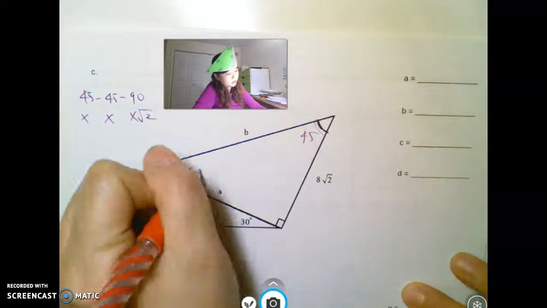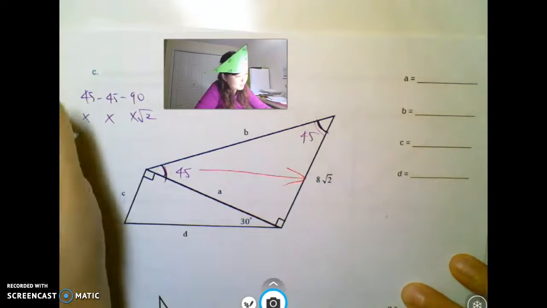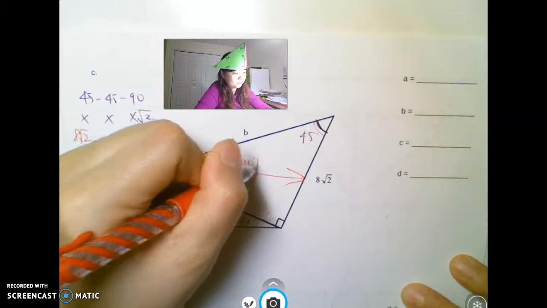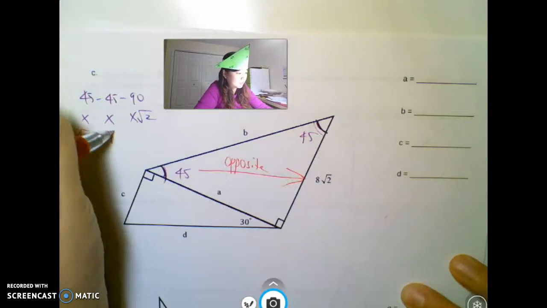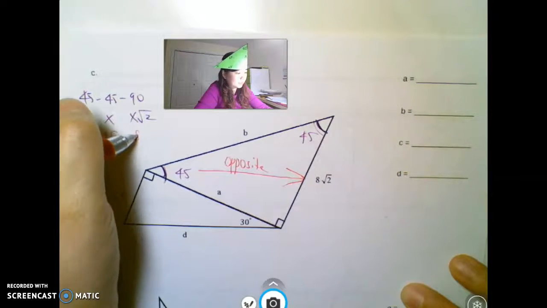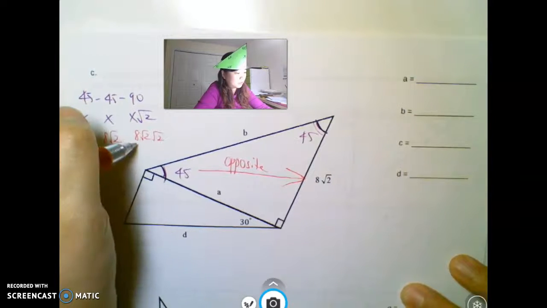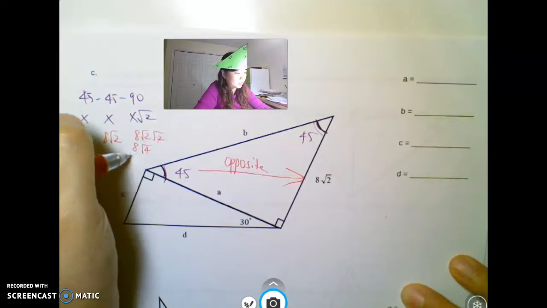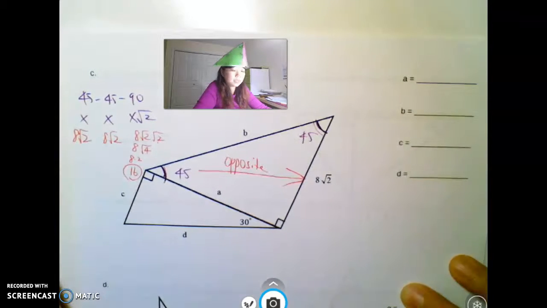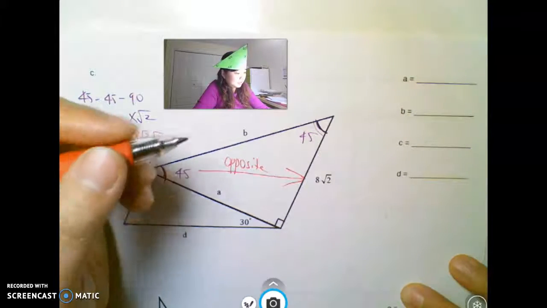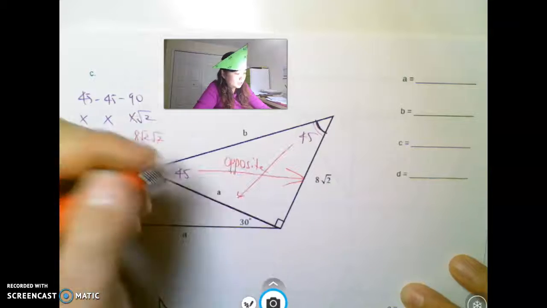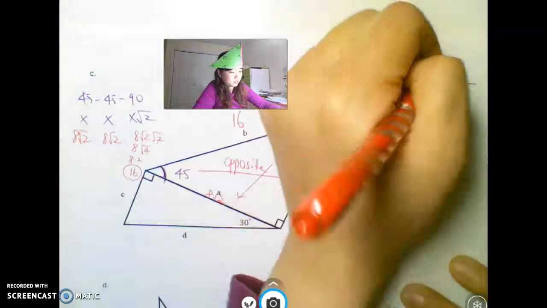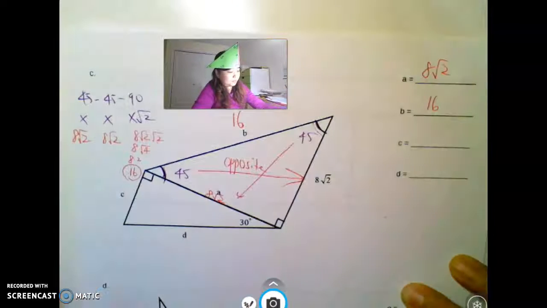What have they given us? Oh, they gave us this. That is 8 root 2. That's opposite of 45. Right? So X is 8 root 2. Opposite of 90 is 8 root 2 times root 2. Outside number, just 8. Inside number, well, that's 4, which is same thing as just 2. 16. So, A is going to be same as the other X, 8 root 2. B is 16. So, 8 root 2, 16.